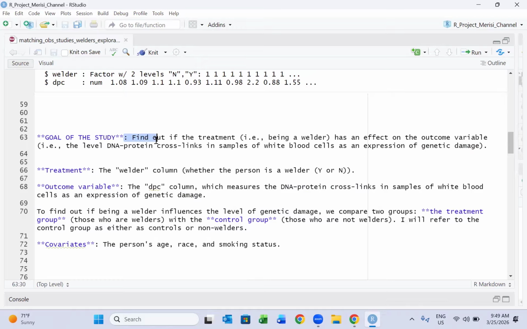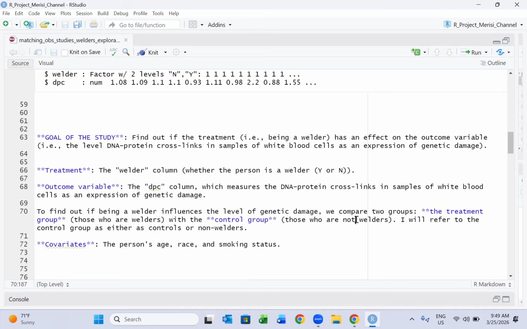This is the goal of the study, right? Find out if the treatment, being a welder, affects the outcome, right? How are we going to accomplish that? Well, to find out if being a welder influences the level of genetic damage, we are going to compare two groups: the treatment group, those who are welders, with the control group, those who are not welders, okay? And that's the way it works.